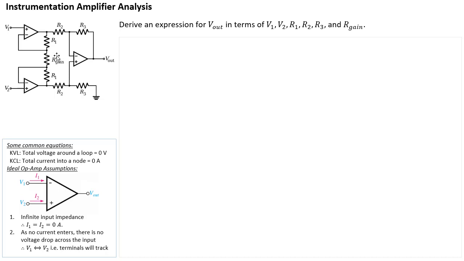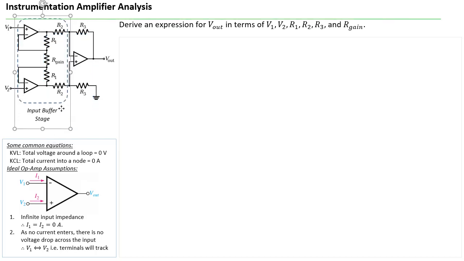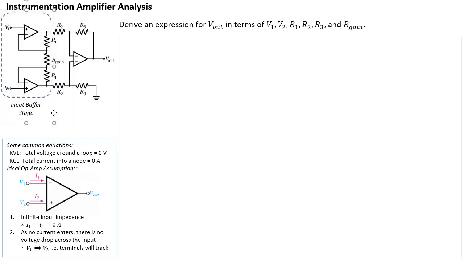Now, the circuit itself consists of two parts. The first part we call the input buffer stage. That's basically covering the input voltages V1 and V2, all the way to the output of that particular stage. So you have two outputs here, one output there and another output here. That's the input buffer stage, and its job is to help minimize the loading effects of this particular amplifier.